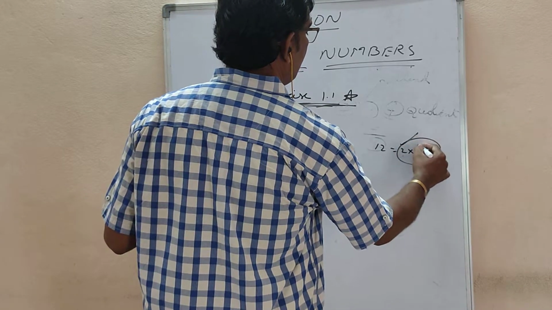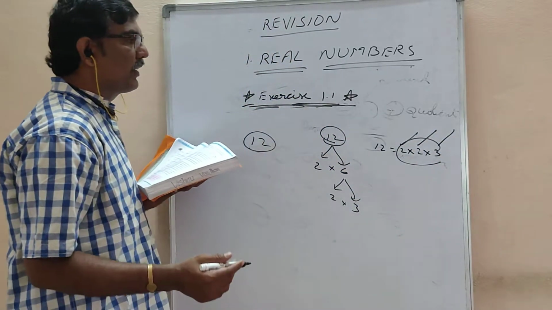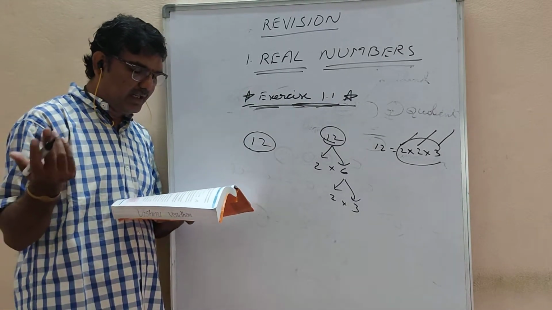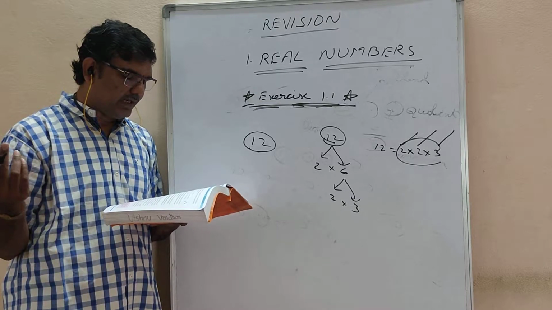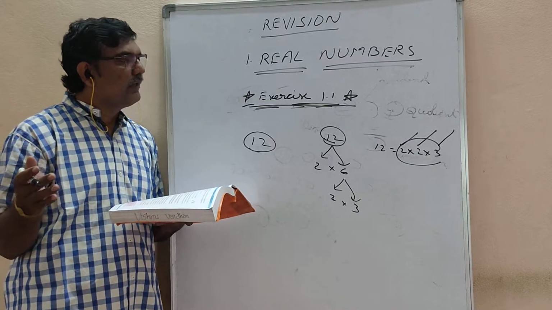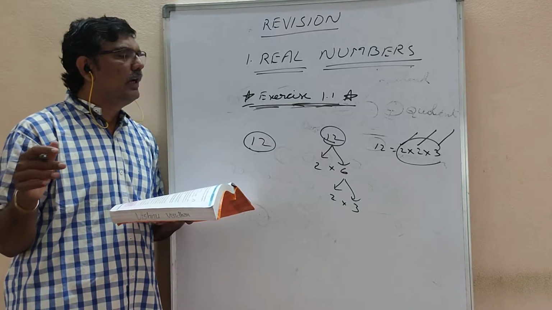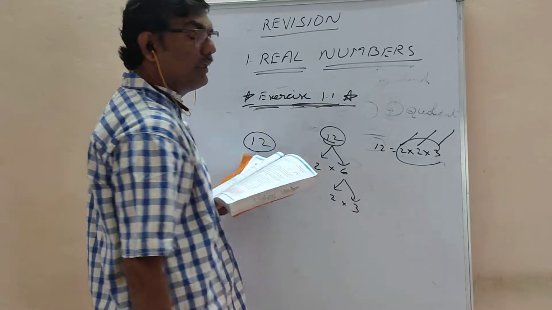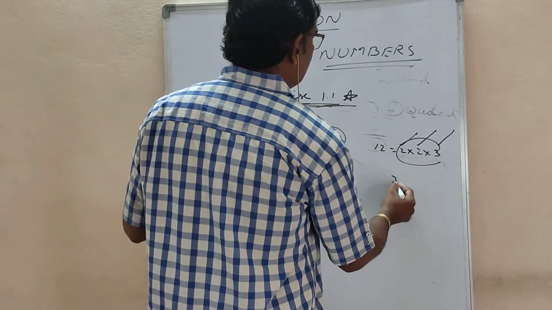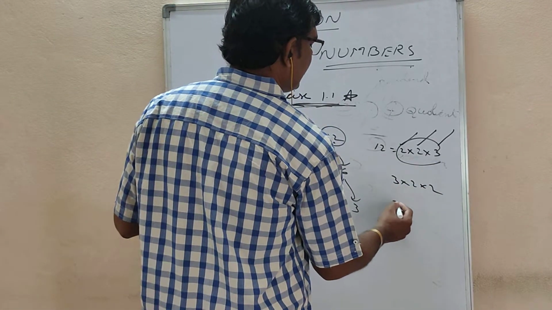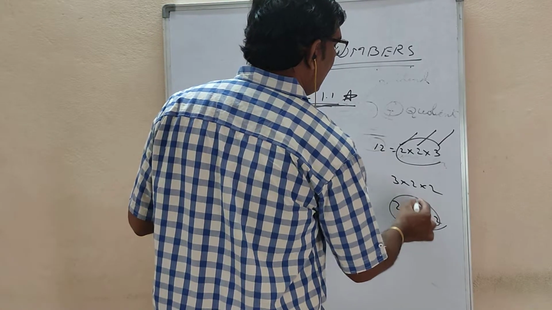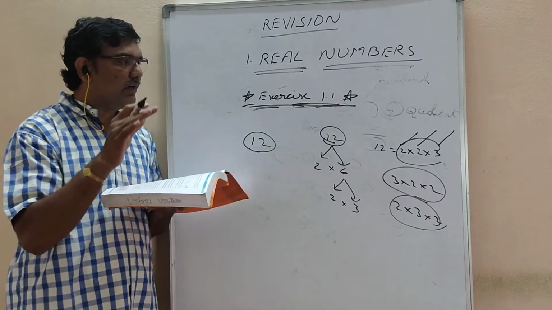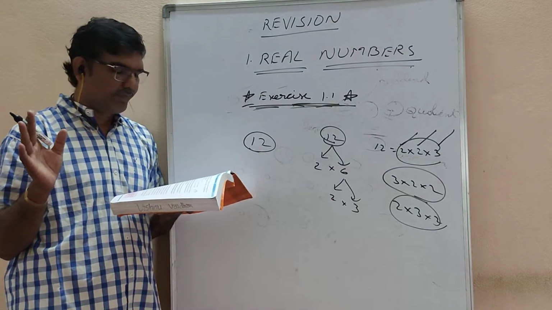2 is a prime number, 3 is a prime number. So, any composite number, if you factorize, then the factorization is unique. So any person has to say the prime factorization is 2 into 2 into 3 only. But some students will say 3 into 2 into 2. Some will say 2 into 3 into 2. All are equal. It means they are not following the order, that's it. But whatever it is, unique means same.